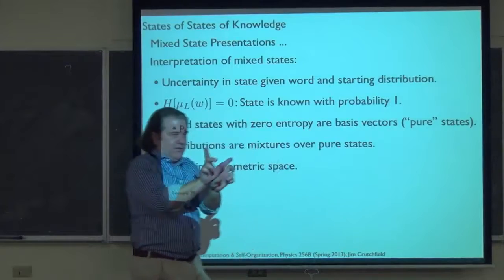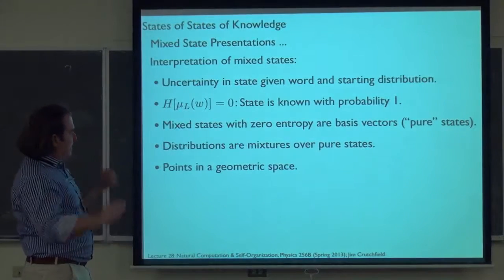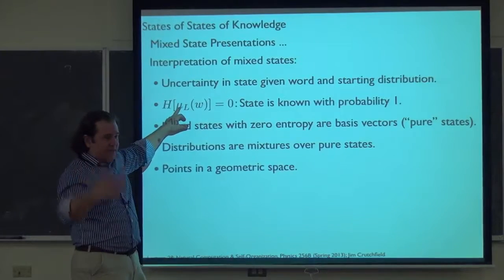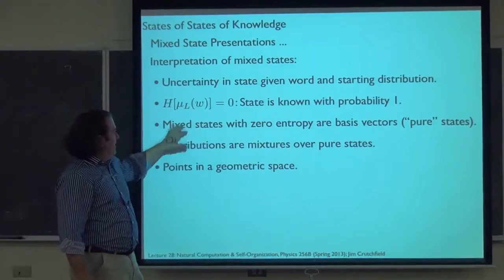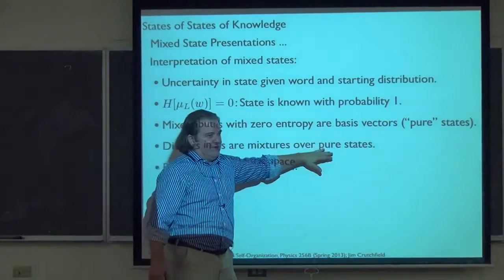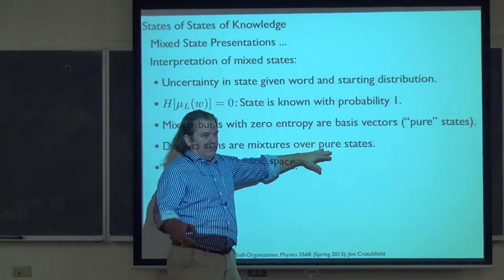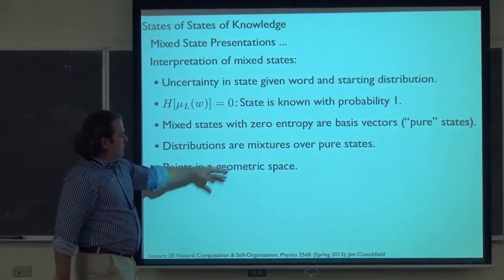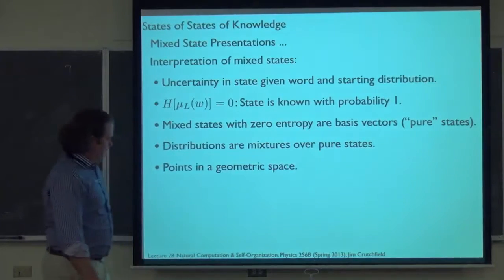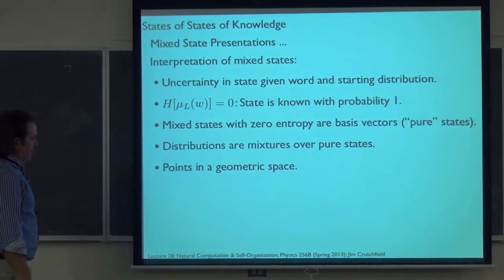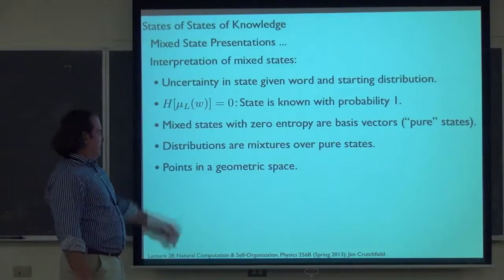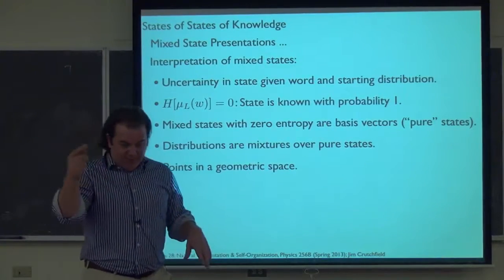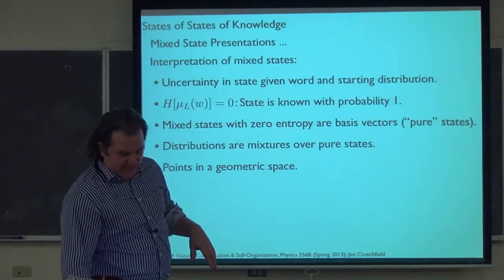We call these the pure states. They're in state A, B, or C. Then we think of arbitrary mixed states, these state distributions, as mixtures over the pure states. So the pure states span this vector space, and a point in the middle of it is just an arbitrary mixed state. Of course, I think most of this is clear enough in the examples where we just think of points in this geometric space hopping around on the simplex.